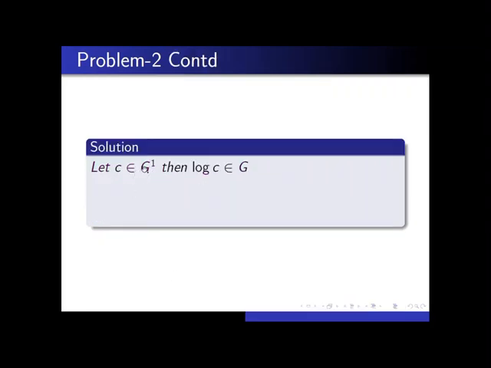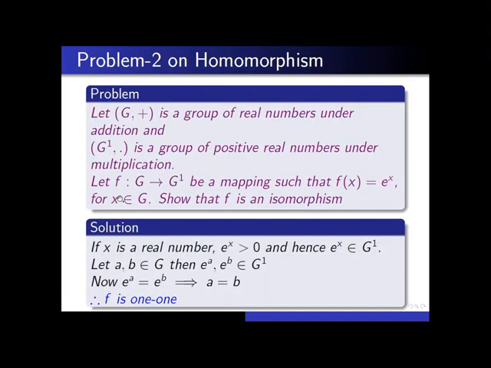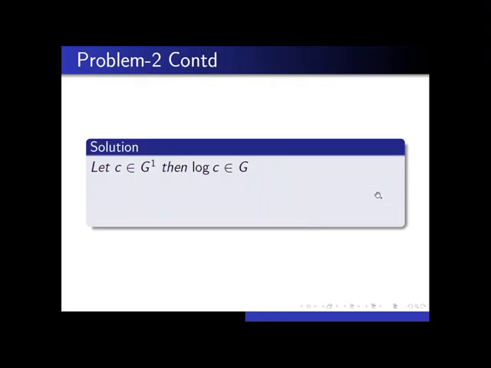Now let c belong to G dash. What do we have in G dash? Positive real numbers. If c belongs to G dash, then log c, the log of any positive number, is a real number. So it belongs to G. So take f of log c, the image of an element in G. According to the definition, f of x is equal to e power x, so f of log c becomes e power log c. What is the value of e power log c? It is c, just as e power log x is x.